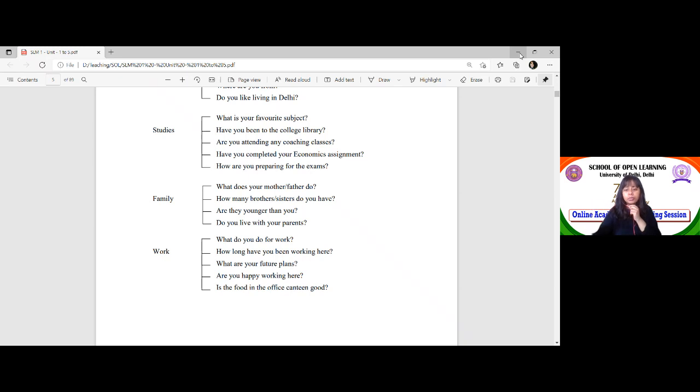One of the first topics that I was asked to revise is the FIR, or the first information report. So we'll start with the FIR.